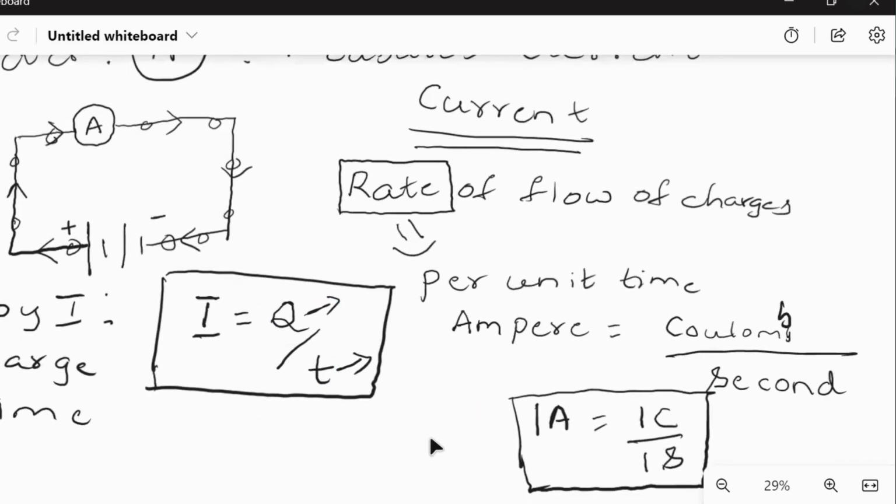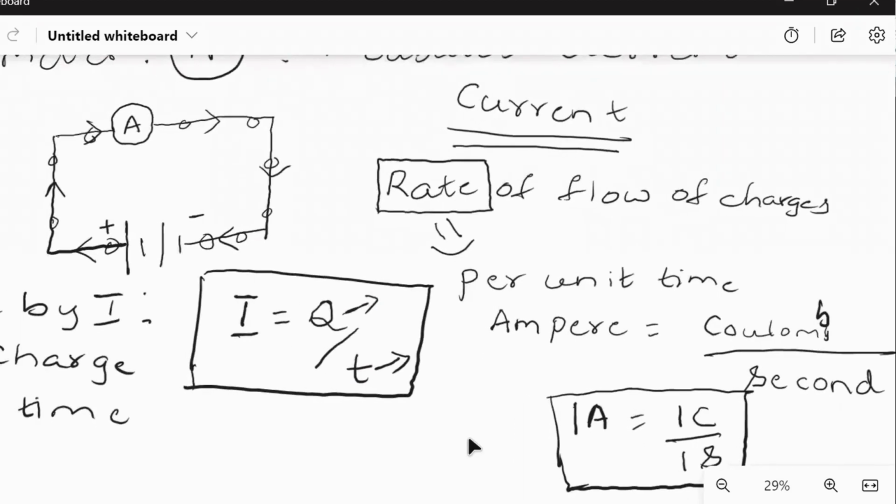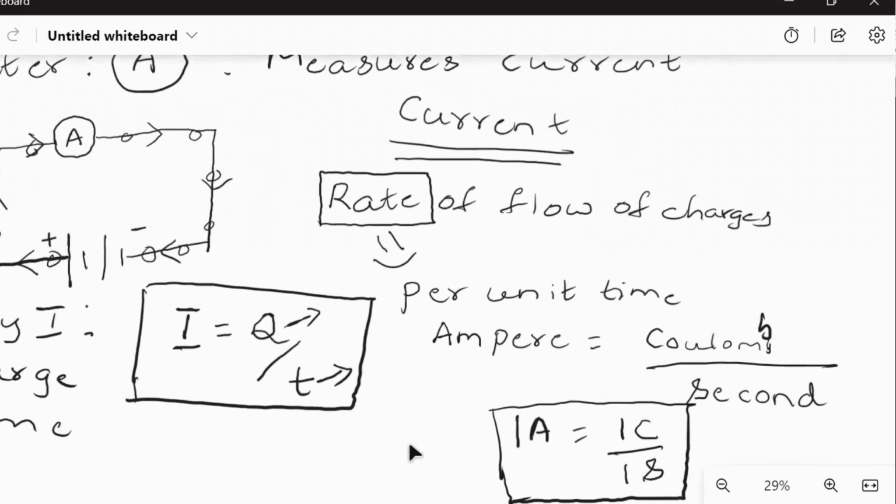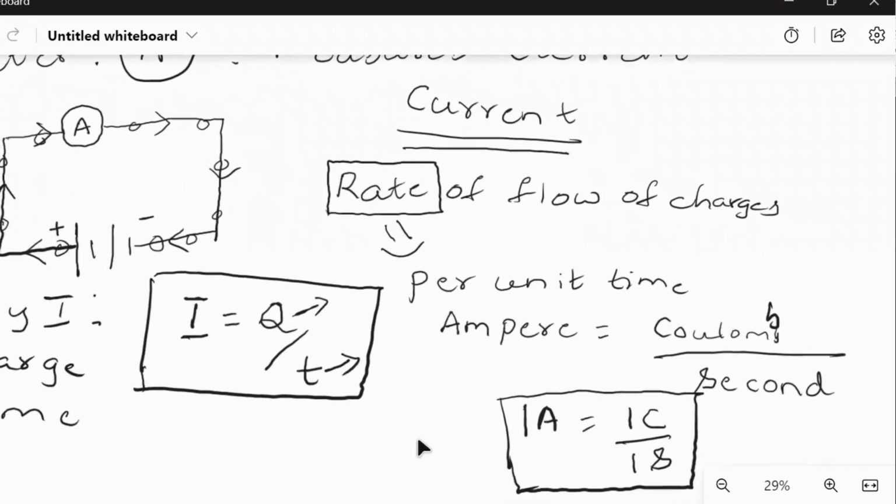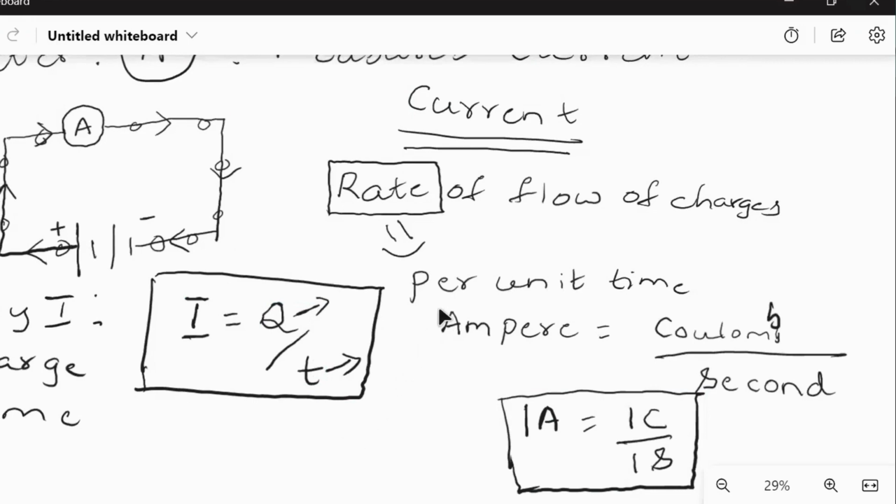Understanding? How does the current move, or how does the formula work? A very important point is that students usually get confused between the symbol and the SI unit. The symbol is I, the SI unit is ampere. The symbol is Q, the SI unit is coulomb. The symbol is t, the SI unit is second.